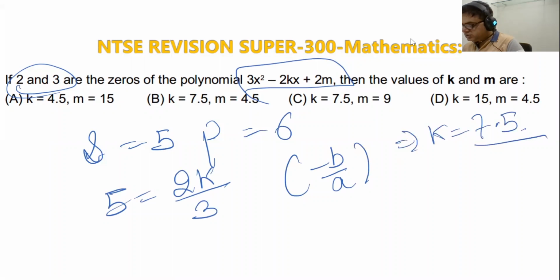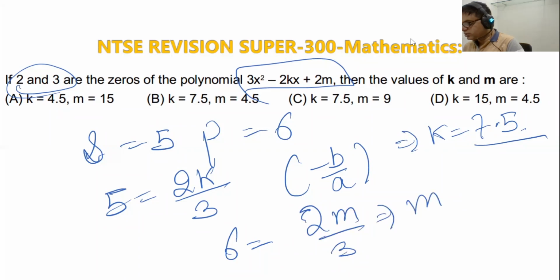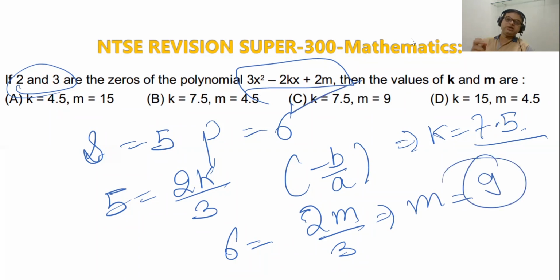Now product of zeros is equal to 6. 6 will be equal to 2m upon 3. So that will give me m is equal to 9. So my correct answer of this question will be option number C. Now I should suggest you to go by this method, because conventionally what we do is we apply factor theorem. But yes, this is a very good method.